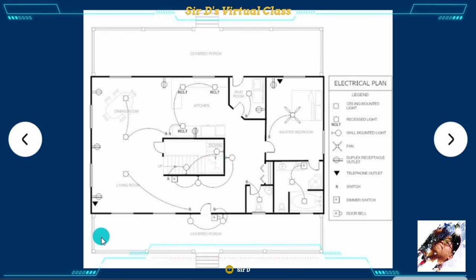All of this are made again to communicate information for the people who will work on the house or in that specific building.